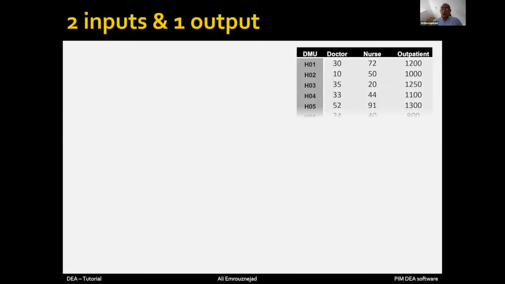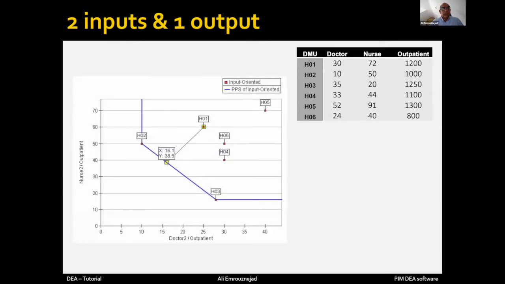Using a similar model, we can also measure the efficiency of a DMU when we consider the input-oriented case. In this example, we have two inputs, doctors and nurses, and outpatients as output. So basically, we compare the hospitals in order to see if it's possible to reduce the number of doctors and nurses.